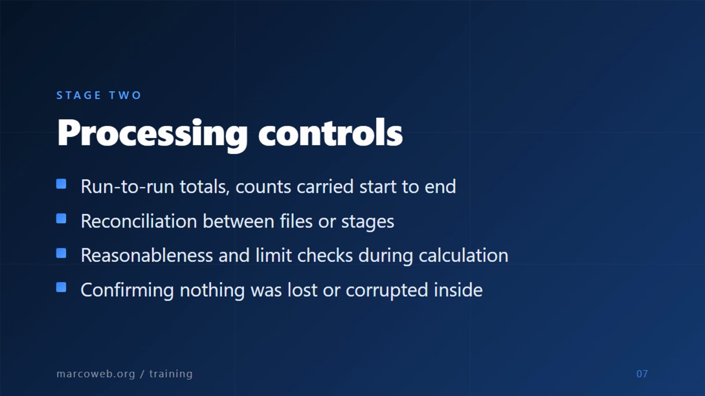Stage 2, processing controls, ensure the data is handled completely and accurately once inside. The data was correct going in, these confirm nothing was lost or corrupted while the system worked on it. Run-to-run totals, carrying record counts and control totals from the start of a run to the end and comparing them. Reconciliation between files or stages. And reasonableness and limit checks applied during calculation.